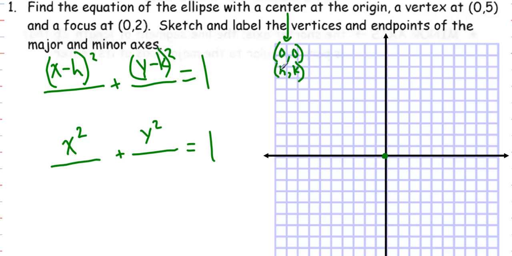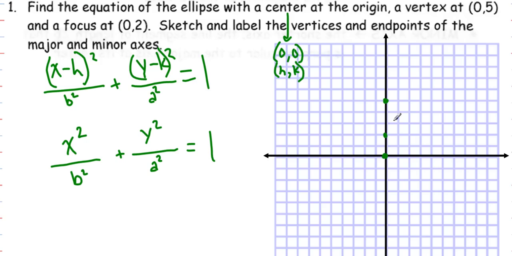0 and 0. So a vertex is at 0, 5. So if I plot that point, going back to my graph, 1, 2, 3, 4, 5. So if my vertex is at 0, 5, and I have a focus at 0, 2, then that tells me, since my focus is in line with my center and my vertex, that my major axis is going to be vertical. So my a value is going to be underneath my y. My b values are going to be underneath my x's. So we're going to have an ellipse that's taller than it is wide.